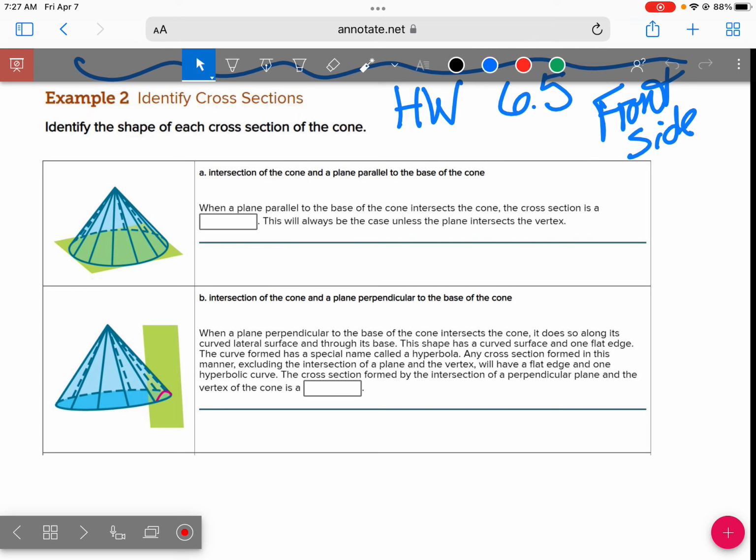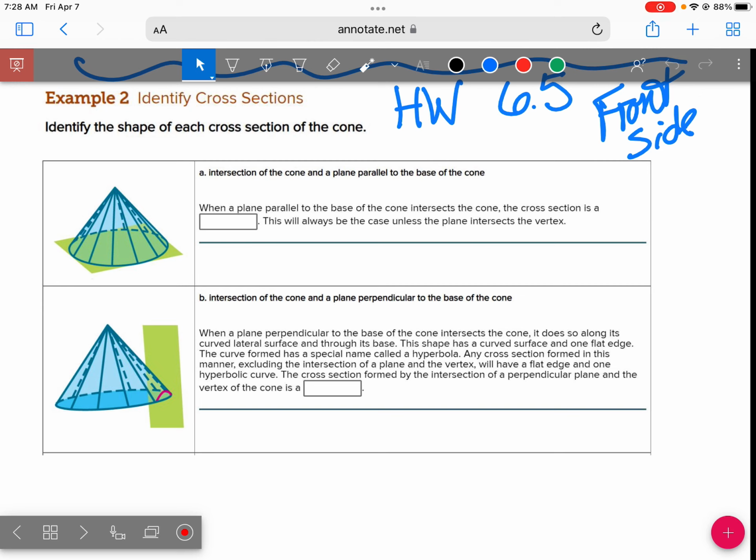So if I have, all right, it says the cross section, here's a cone. The clear part is the cone, right? It says, what does the intersection when a plane parallel? Parallel means it's not going to intersect it. Parallel to this base right here on the bottom intersects the cone. So if I were to take a slice in here, okay, if I were to cut straight through this, horizontally, what is the shape of that intersection going to be?